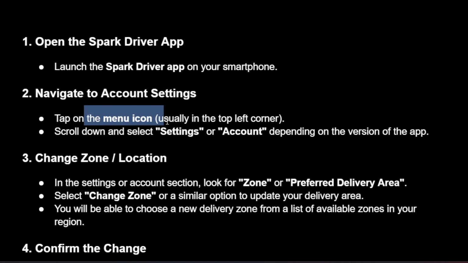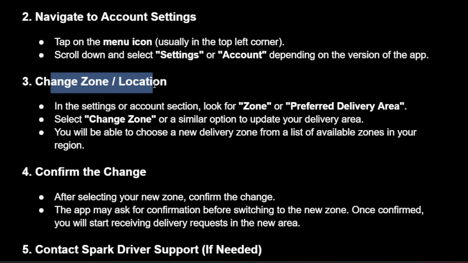Tap on the menu icon, which usually is in the top left corner. Scroll down and select Settings or Account, depending on the version of the app. Change zone/location in the Settings or Account section.